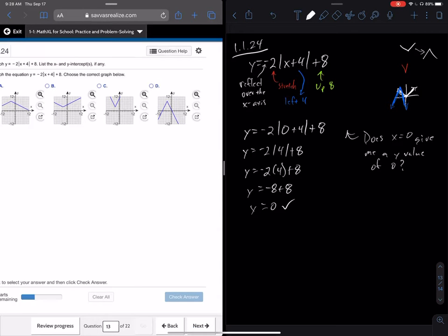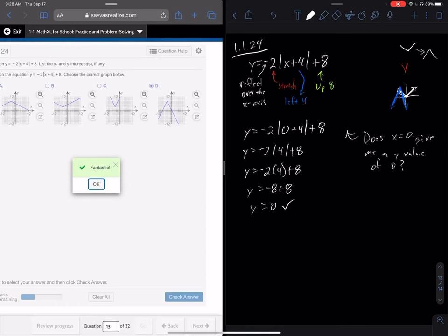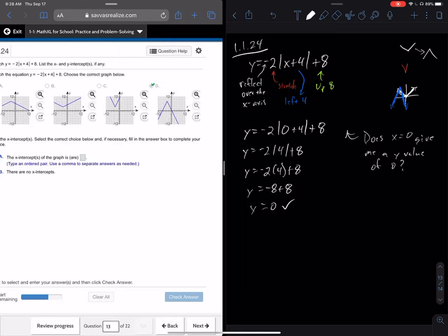So I'm going to zoom back out here. I'm going to select option D in this case. I'll check my answer, and I got it correct. So if you're ever unsure and they give you the graphs, test some points. Plug in some x values and see if those points match up with your function.